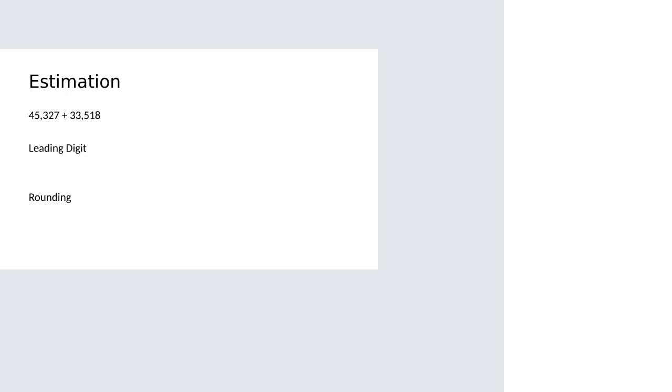Estimation. A key about estimation is that we are not after an exact answer. We're making an estimate. We want something that's in the ballpark. It doesn't have to be perfect. And so leading digit estimation is all you do is take the leading digit. So that first number I have there, 45,327. What is the leading digit? It's that 4 in the front, so I'm going to call that 40,000.